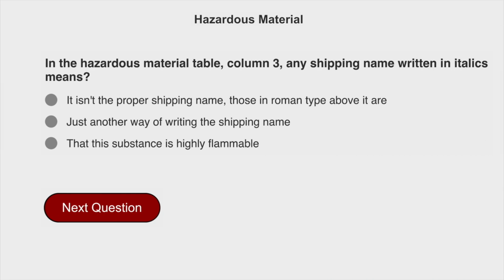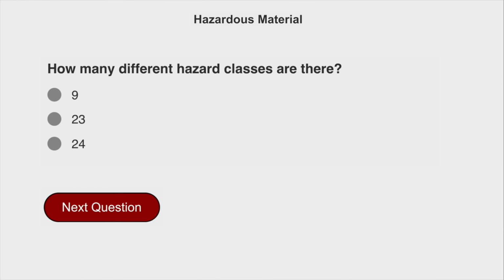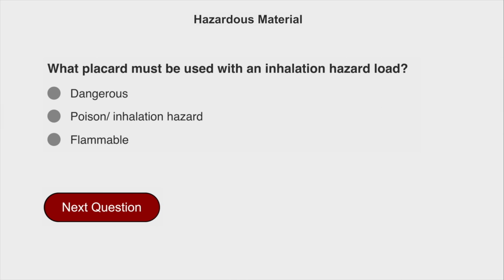In the hazardous material table, column 3, any shipping name written in italics means it is not the proper shipping name. Those in Roman type above it are. How many different hazard classes are there? 9. What placard must be used with an inhalation hazard load? Poison inhalation hazard.